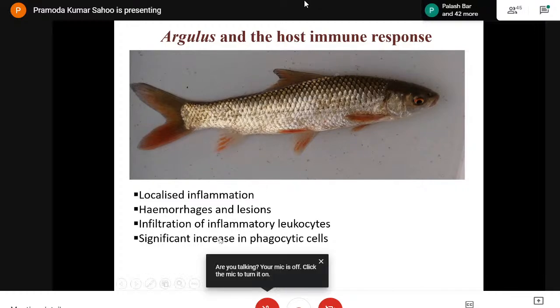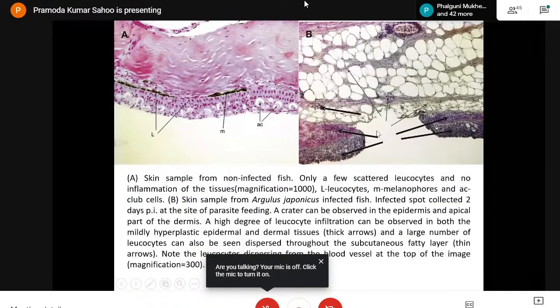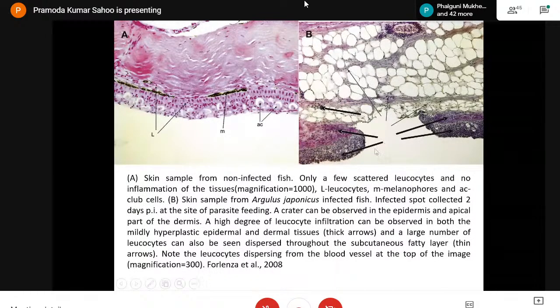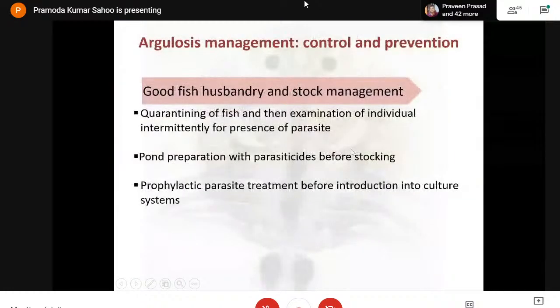And once there is attachment, there will be hemorrhages, there will be infiltration of a large number of inflammatory cells, and there will be an increased number of phagocytes. You can see one slide, histological slides of it, and how these blood cells are migrated to the site of infection, how there is massive hyperplasia in the skin itself. Okay, so I am not going into the details because the time is very short. I have been given only half an hour.